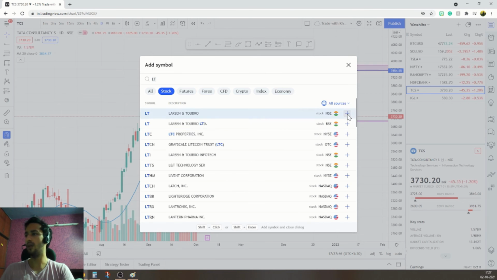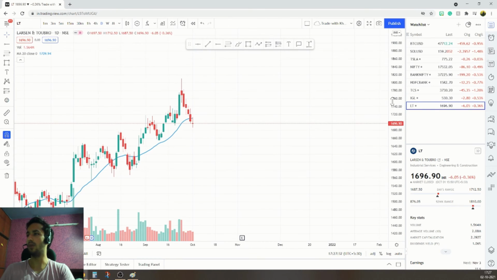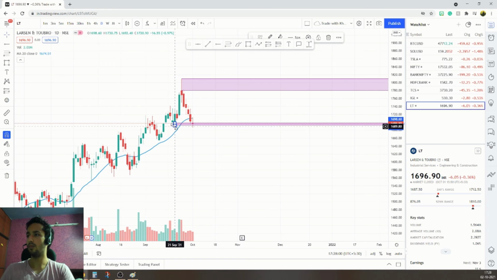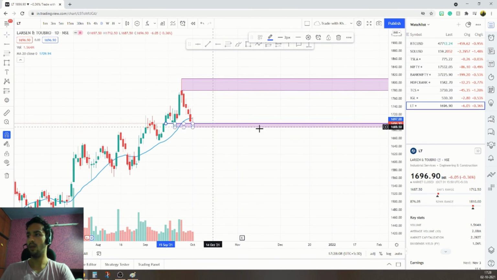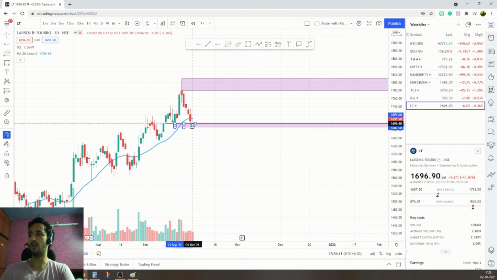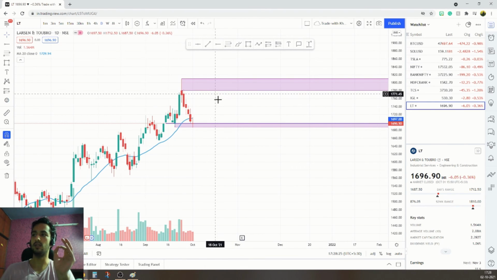I'll be including LNT. So let's see if we can draw some levels for LNT. So this is my range for LNT, and this is from where the whole story starts, right? So I've kept the ray, so we have a reference. So LNT has been ranging in this particular zone from 15th of February. So we still have to wait for a confirmation that yes, this is ranging.